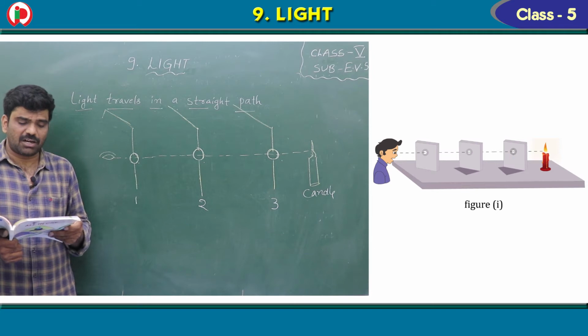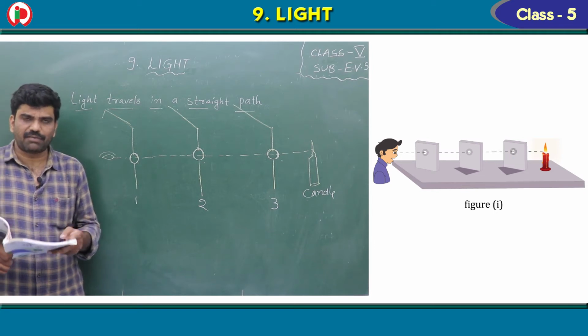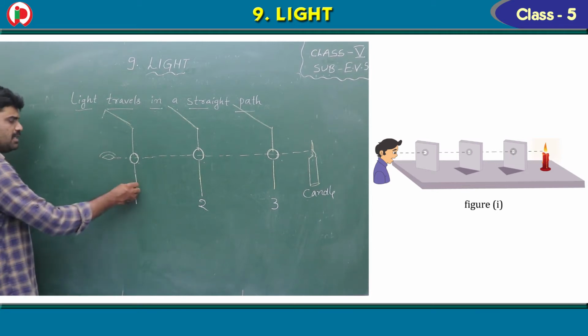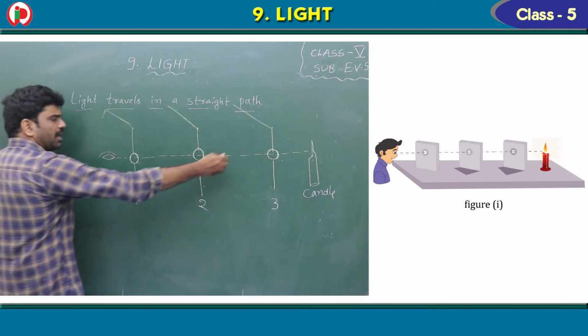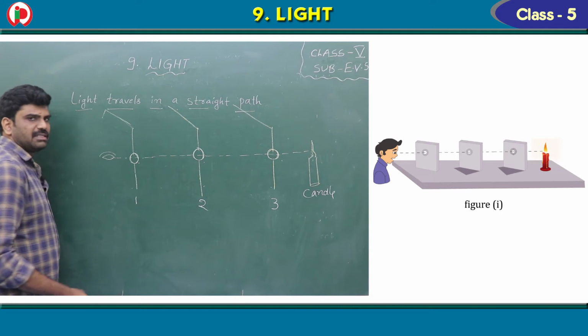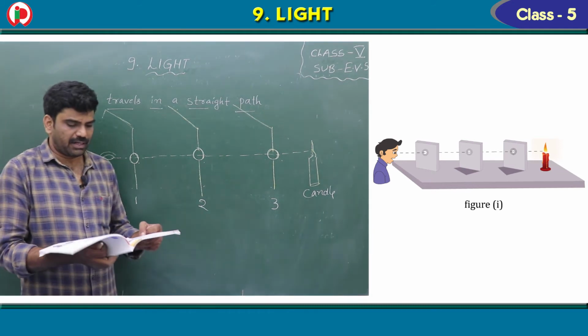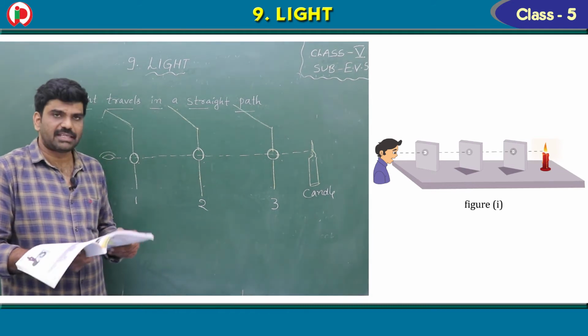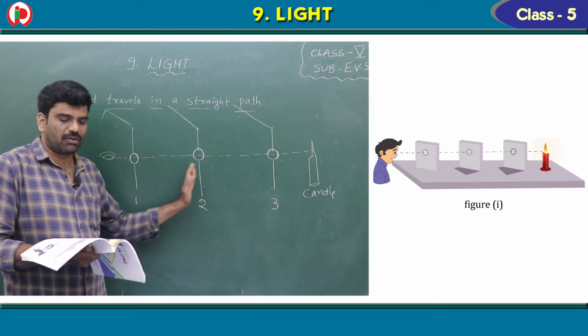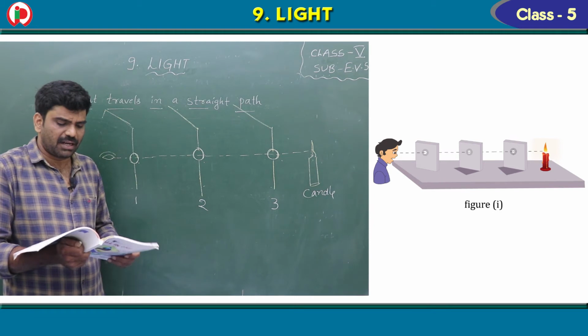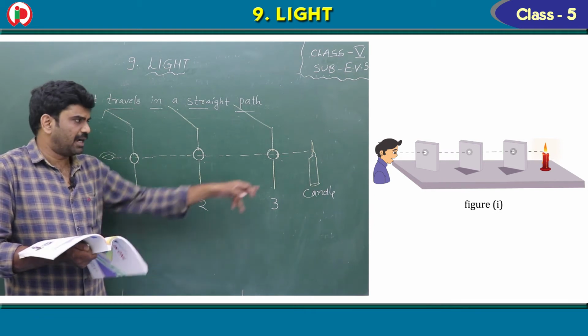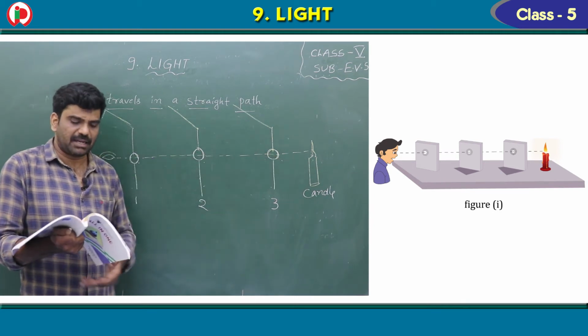Now place the cardboards on a table, one after the other, and finally the lighted candle is there. Ensure that all holes lie in a straight line. These 3 holes lie in a straight line. Also place a lighted candle at one end with the flame at the same height.